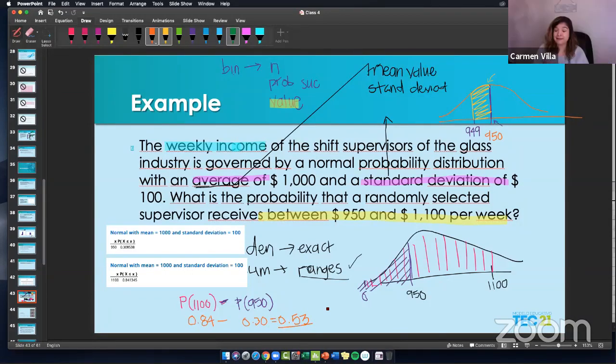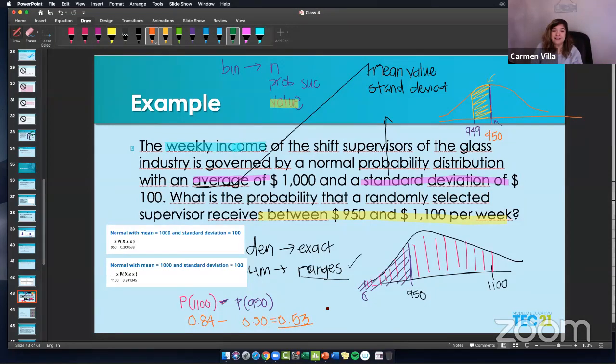Class, before we move on, what is the interpretation of this 0.53 or this 53%? What does it mean? It means the probability that randomly selected supervisors receive between $950 and $1,000 per week is a salary probability. Exactly. So this is very important. Remember, it's not about just taking the calculations, but actually making interpretations of what we're working with.